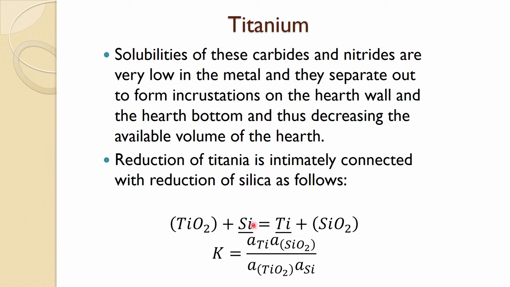Titanium oxide with silicon metal can be reduced to titanium and silica, and the equilibrium constant for the reaction is given by this: activity of titanium, activity of SiO2, activity of TiO2 and activity of silicon. With this equilibrium constant one can know about the partition of this metal.